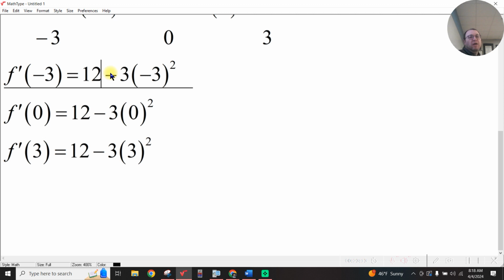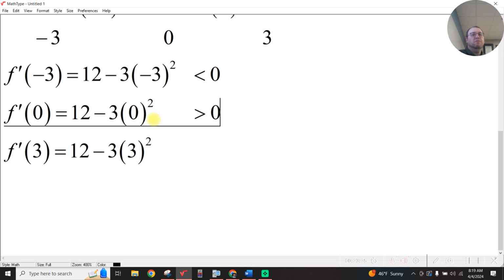So I see that this is going to be 12 minus 27. I don't care what that's actually equal to. All I care about is that that's negative. And again, we'll talk about why that matters in a second. And on this one right here, I'm not even going to bother writing down that it's equal to positive 12. All I care about is that it's positive. And then down here, all I care about is that it's negative.